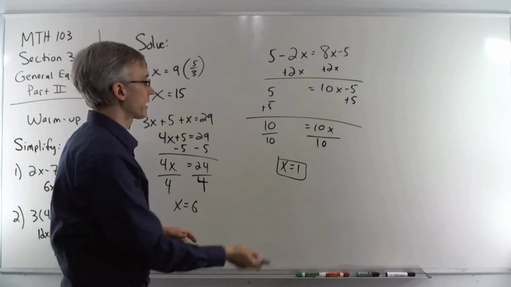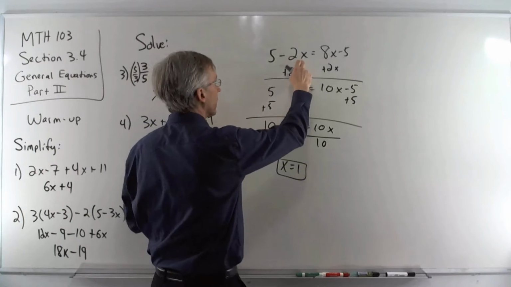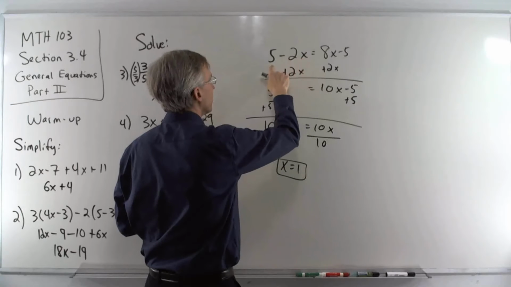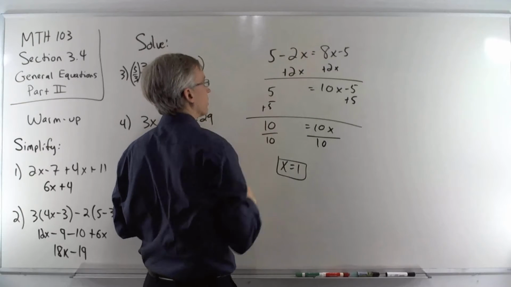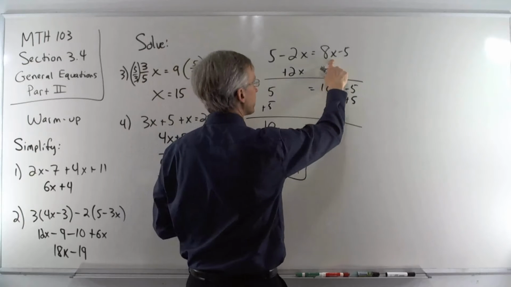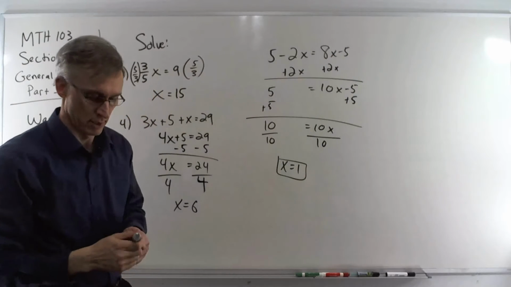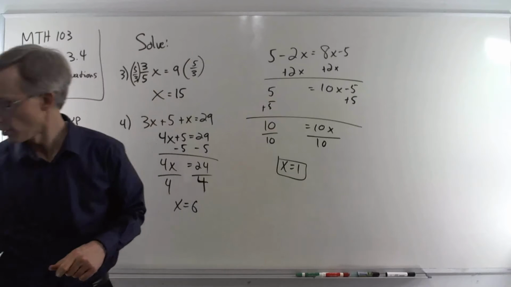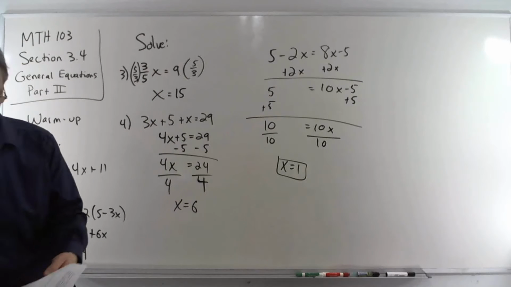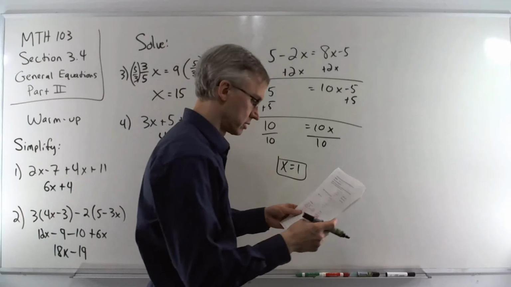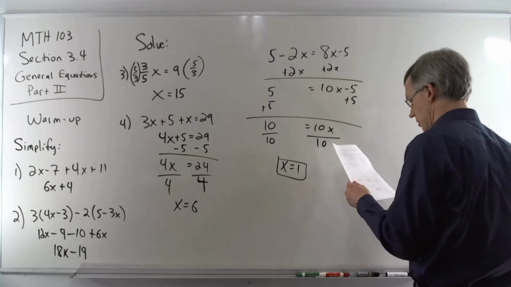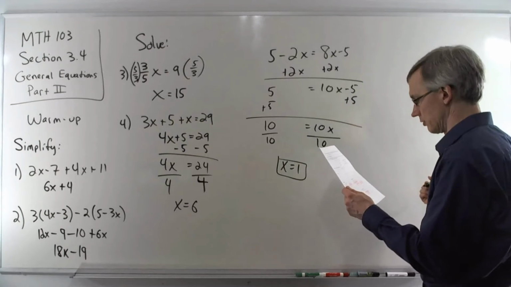Now if we plug this back into the original equation, we got 2 times 1 here, so that's 2. 5 minus 2 is 3, so we get 3 on this side. Then over here, 8 times 1 is 8. 8 minus 5 is 3. 3 equals 3, that checks. Make sure you do that after every equation. Your turn, number 1 and 2.